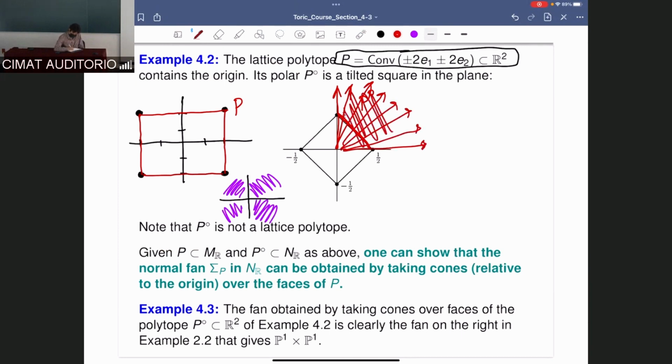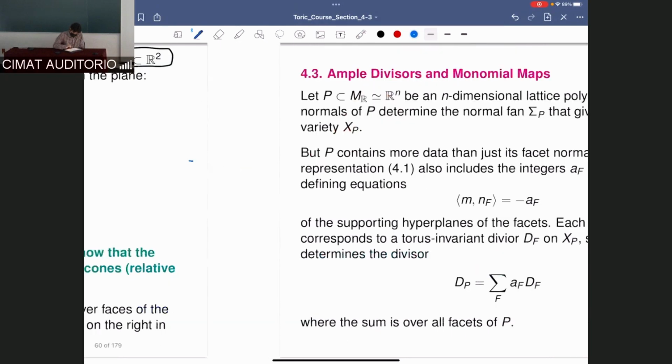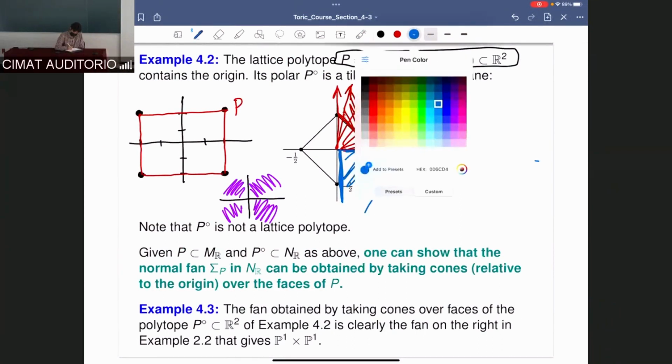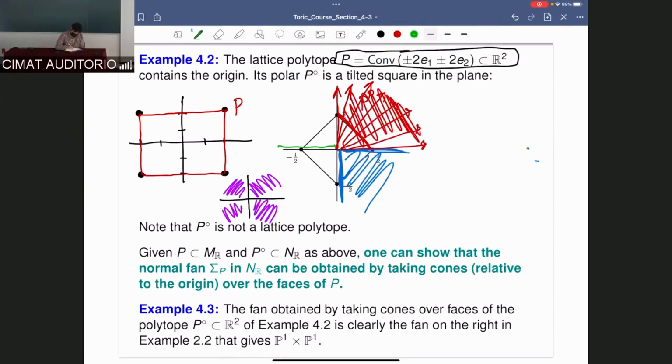So this one here is one of the cones. And similarly for the other ones. So for this one over here, I get this one, and for this one over here, I get this one, and for this one over here, you get this.